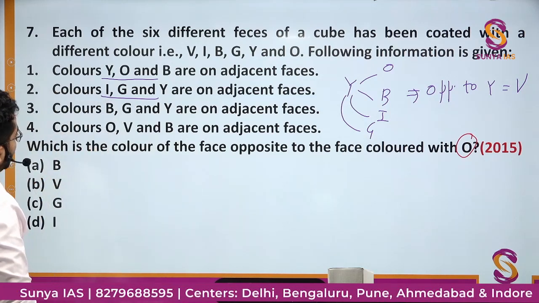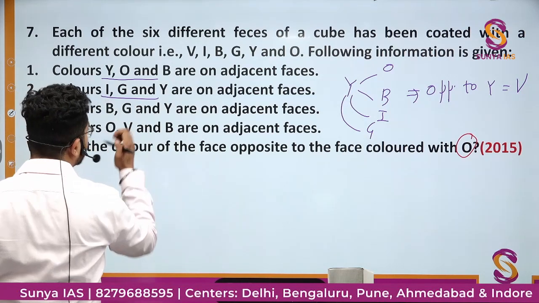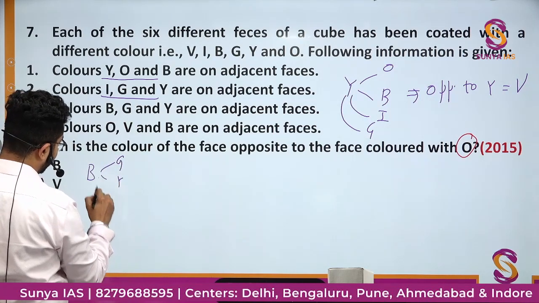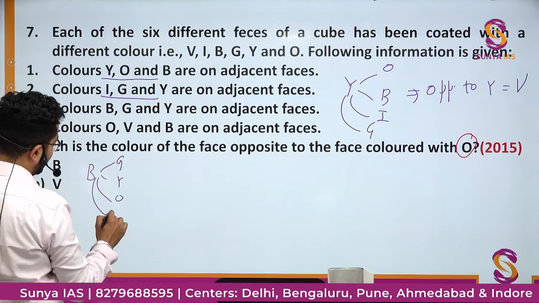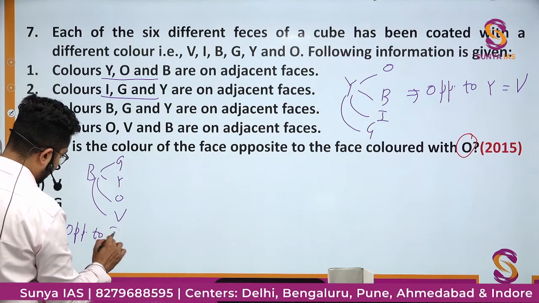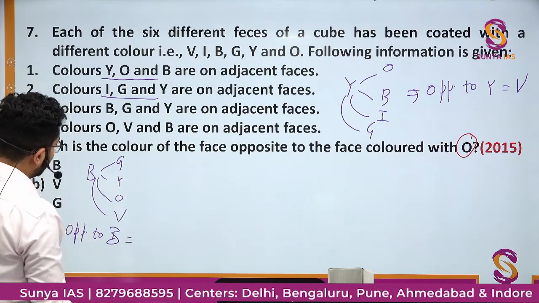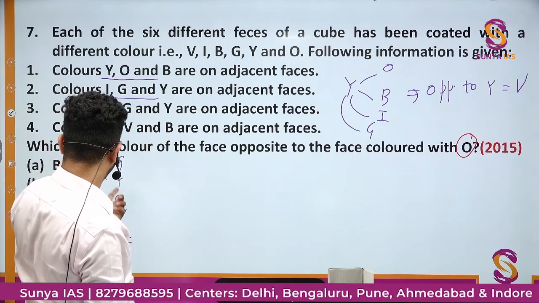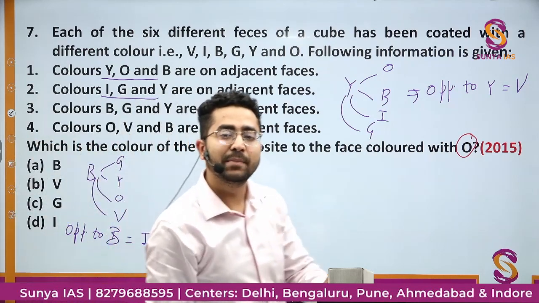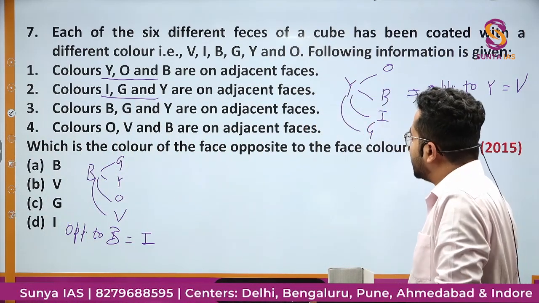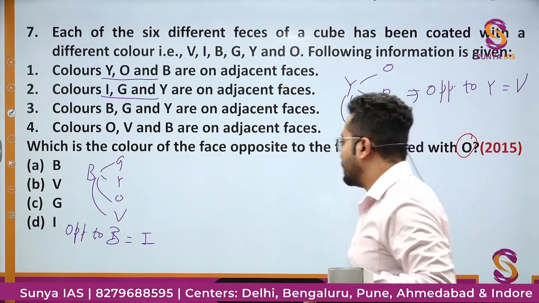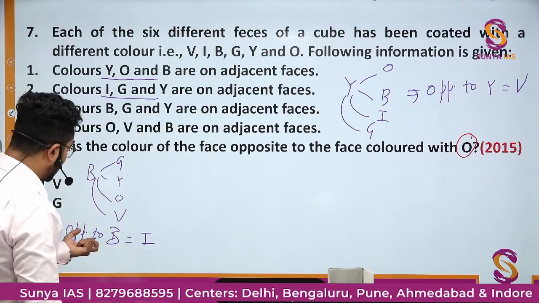ठीक है. अच्छा, if we consider these two, then b के adjacent g and y, b के o and v, and opposite to b, v, o, g, y is already there. I would be opposite to b. So let's say we make our dice. Opposite to o पता करना है हमें. Opposite to b is I.